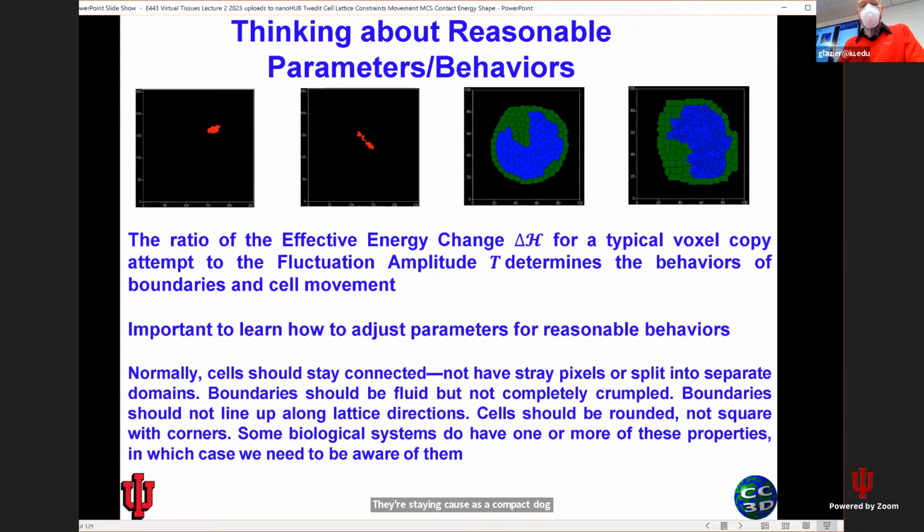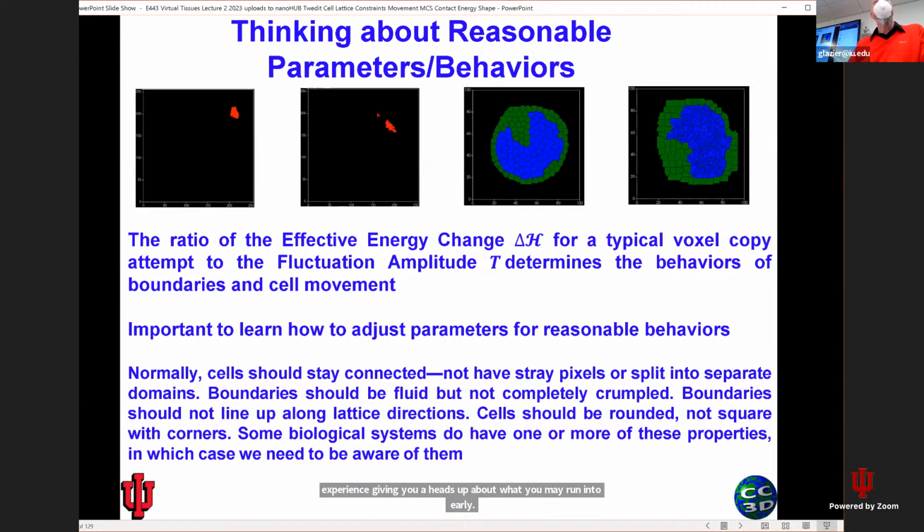And so these are situations which we have to think about when we're designing simulations, because ultimately, most of these things that we're seeing here are artifacts of the simulation methodology, not reflecting the biology. And ideally, in a simulation method, we wouldn't have to think about pathologies right away. And sometimes we don't. Sometimes we just go ahead and start simulating things and then come back when we've had the pathologies. But in my experience, giving you a heads up about what you may run into early isn't a bad thing. It'll make more sense when you start playing.